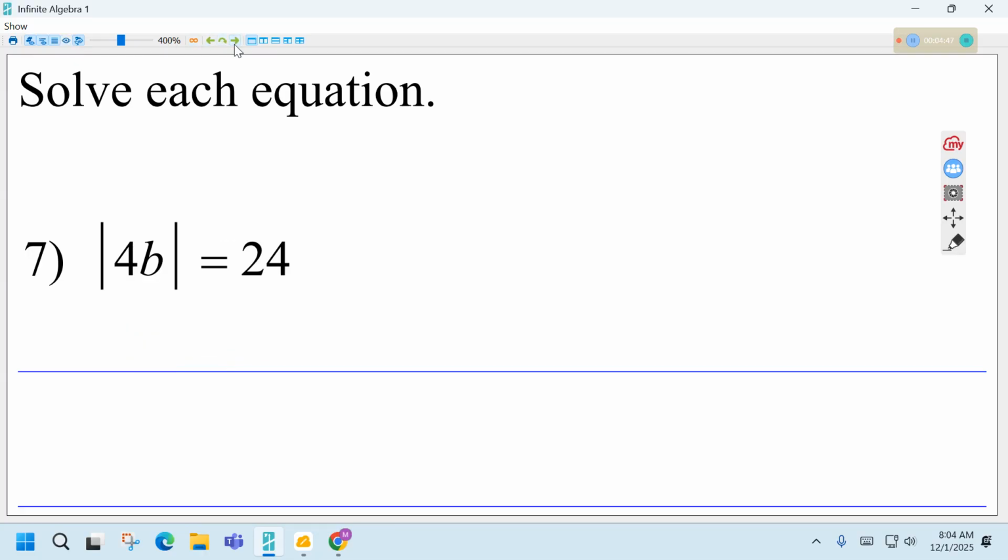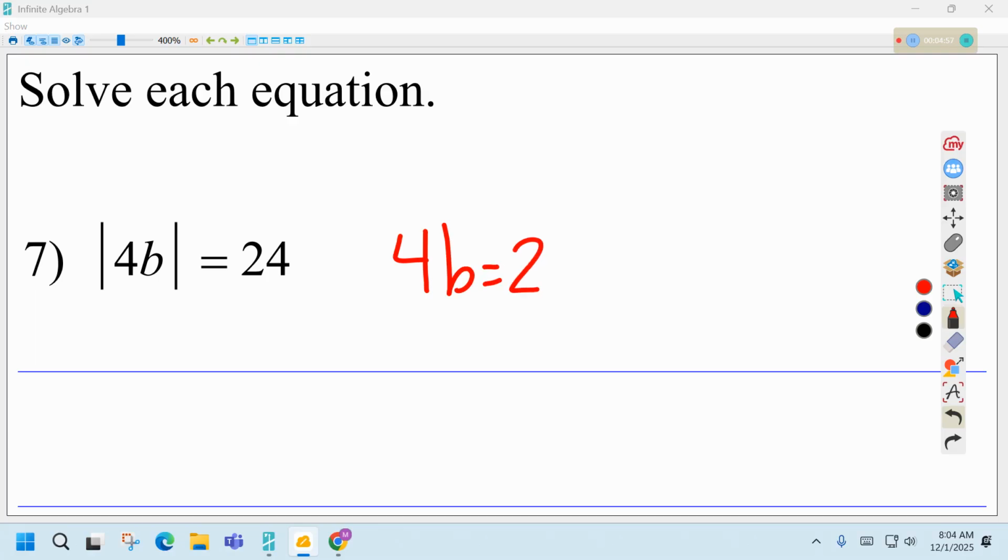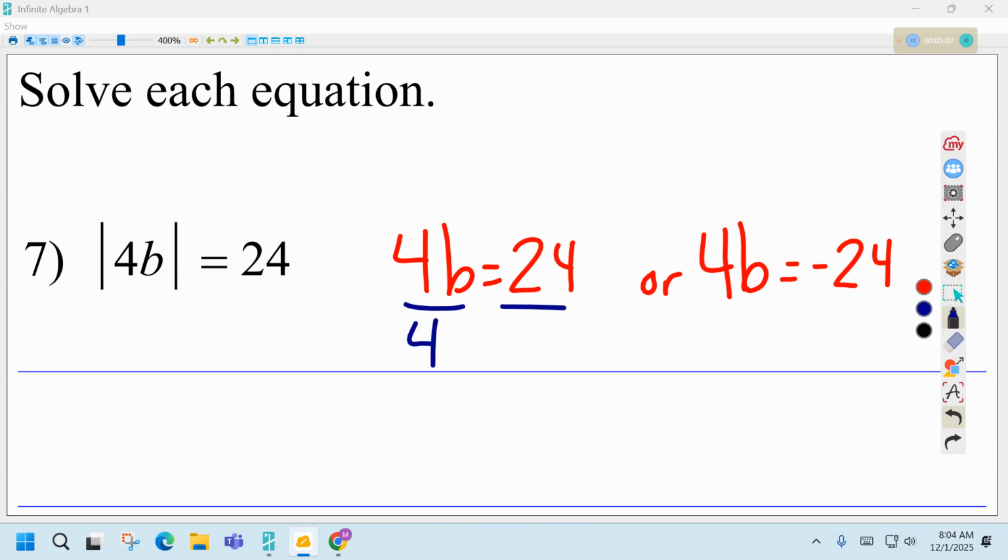Okay? Now when we get to one-step equations like this, you now have to do some work that's a little different. You have to make 2 different equations. So you're going to write the equation 4b equals 24, or 4b equals negative 24. And then you're going to solve this one-step equation by dividing both sides by 4.